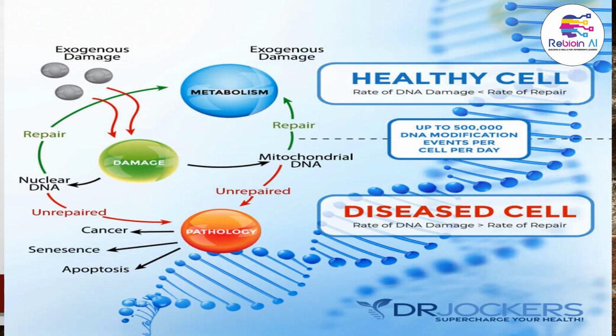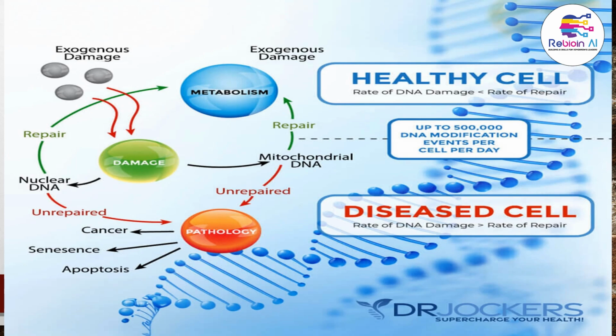Now, I will explain how DNA damage can lead to the development of cancer. This figure shows the difference between healthy cells and diseased or cancer cells. At the top left, we can see exogenous damage. Exogenous damage means damage caused by external factors such as cigarette smoke, air pollution, radiation, harmful chemicals, and ultraviolet rays. These factors can damage the DNA inside our cells.